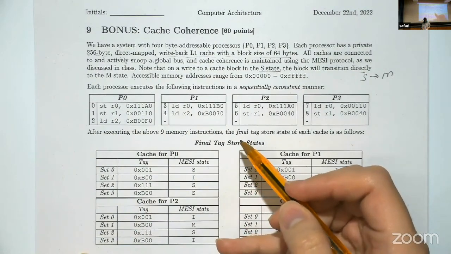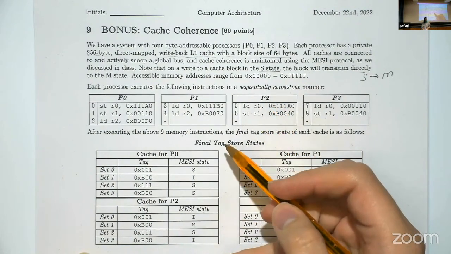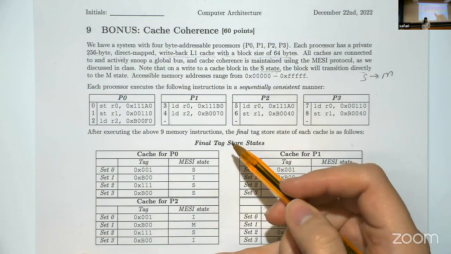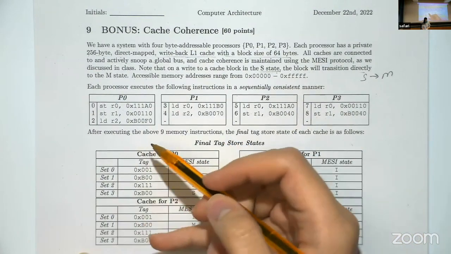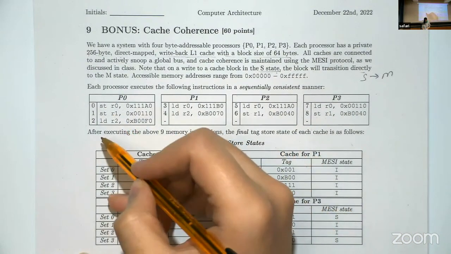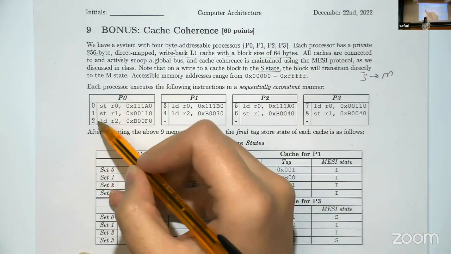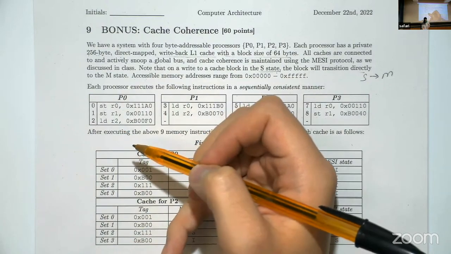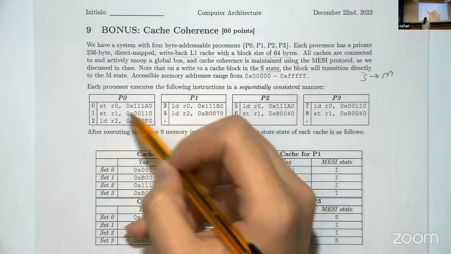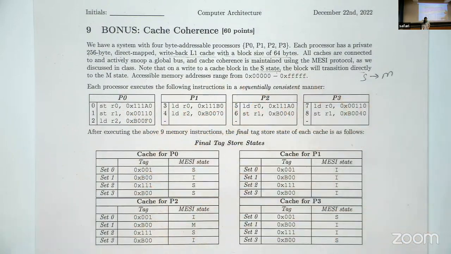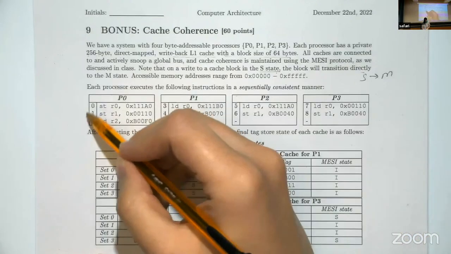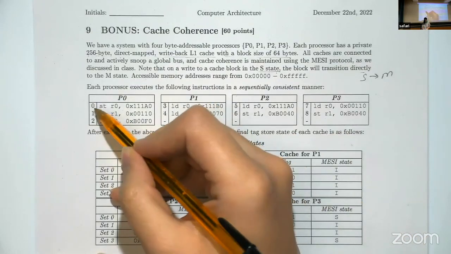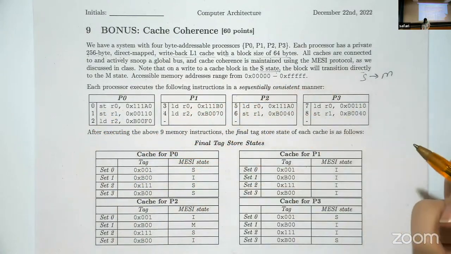I hope that you still remember what sequentially consistent is. For this question, what we're interested in is basically that we cannot reorder instructions that are executed in one processor, but we can change the order of instructions from different processors. So they can be executed in different orders, but we cannot reorder instructions 0, 1, 2, for example.